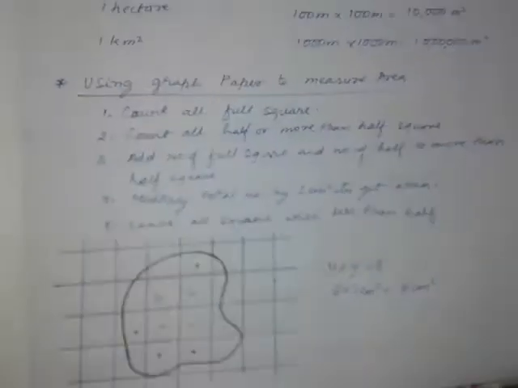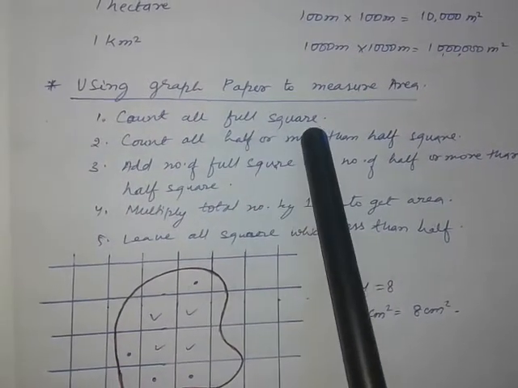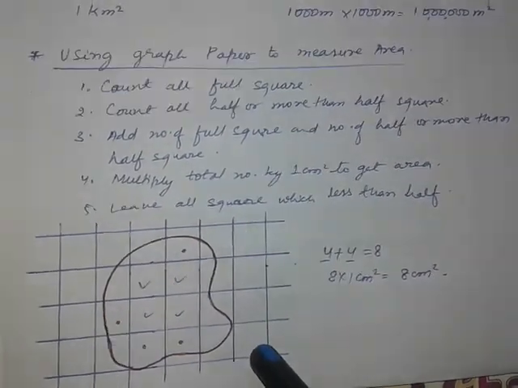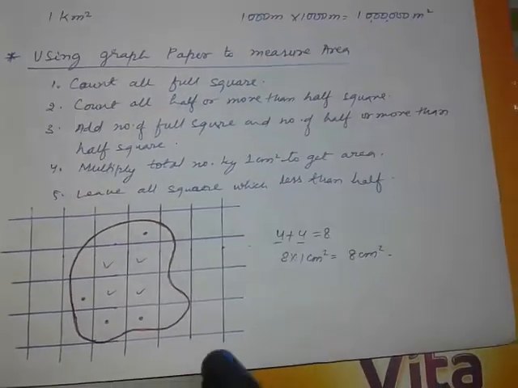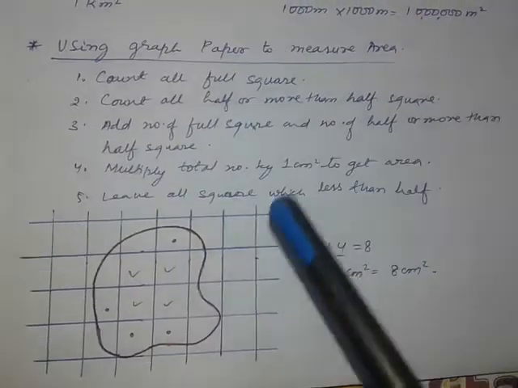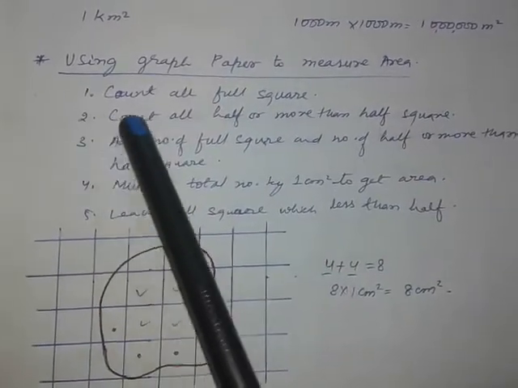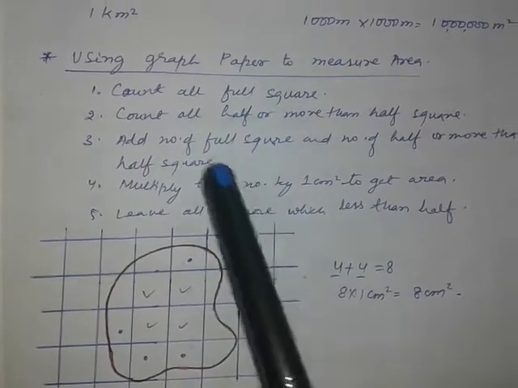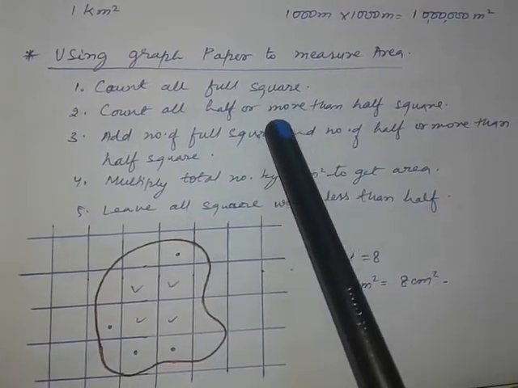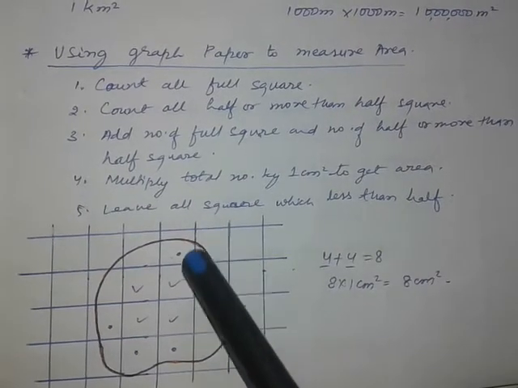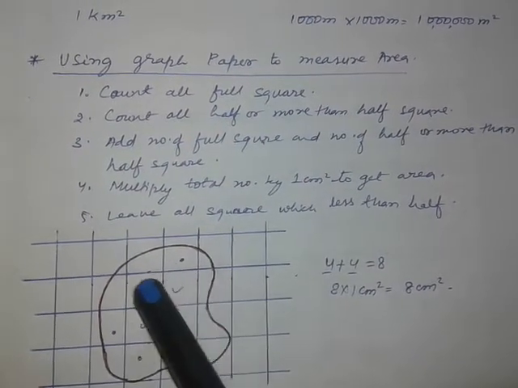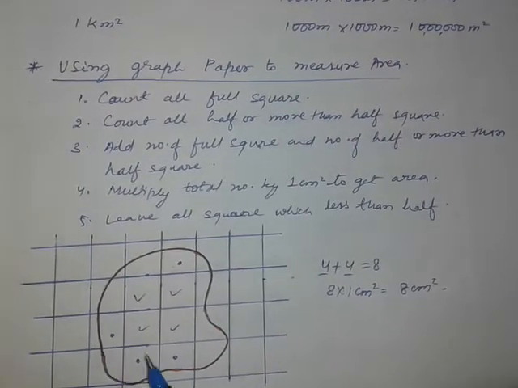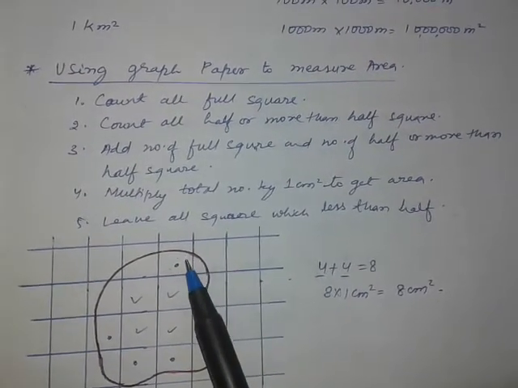And for an irregular surface, how do we go? I think all of you studied this in standard 5 also, when we studied area. First count all the full squares, then count all the half or more than half squares. Here full squares are 1, 2, 3, and 4. Half and more than half squares are 1, 2, 3, and 4.